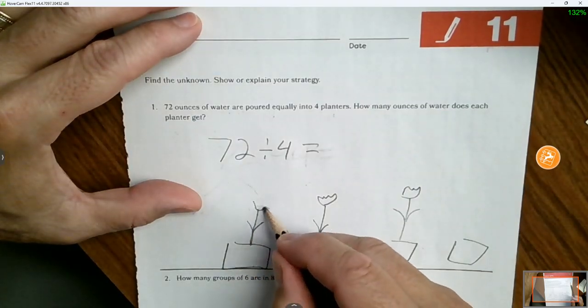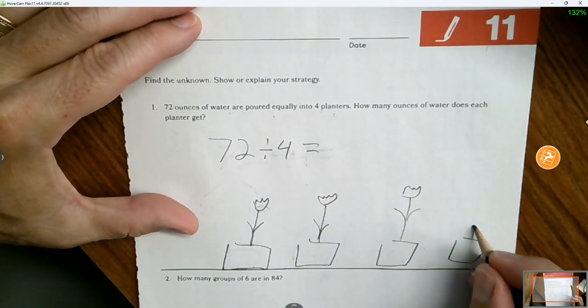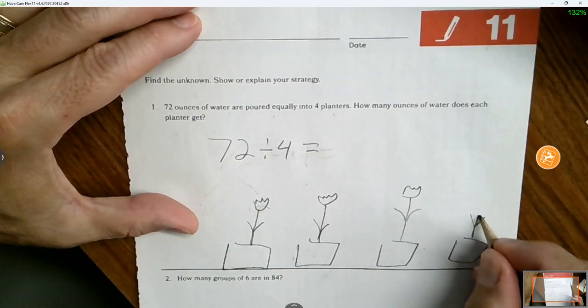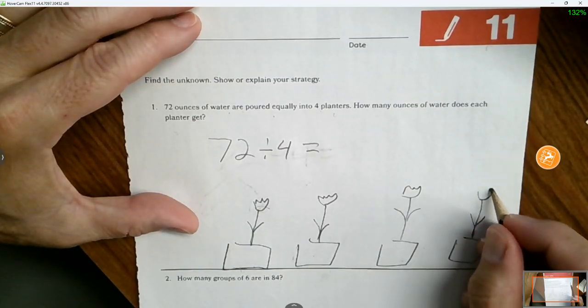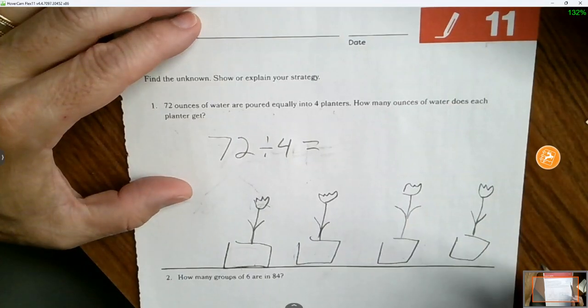And this has nothing to do with the problem, but I like the art projects. All right, there, we drew it.